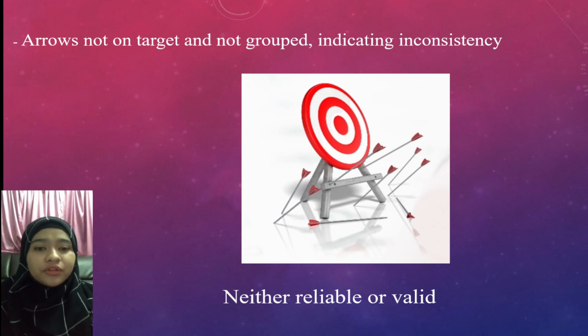The arrows are not even on the bow. To get consistent and valid, we have to shoot in the middle of the bow. So it is called not reliable or invalid because the arrows are spread everywhere, not even on the bow.